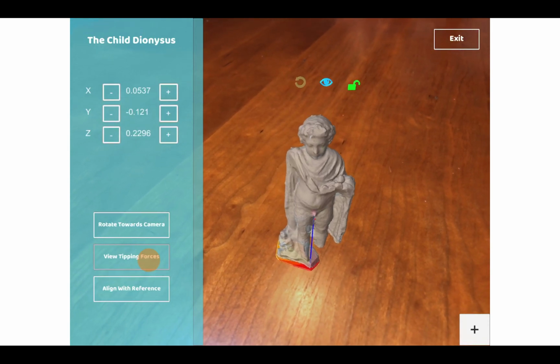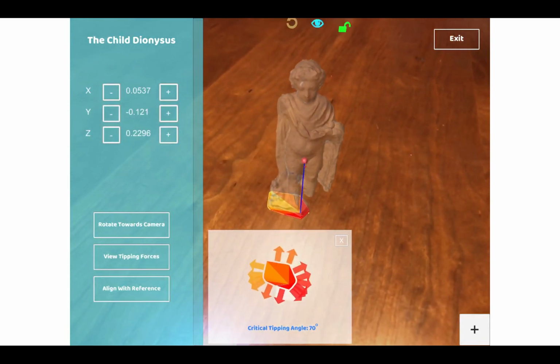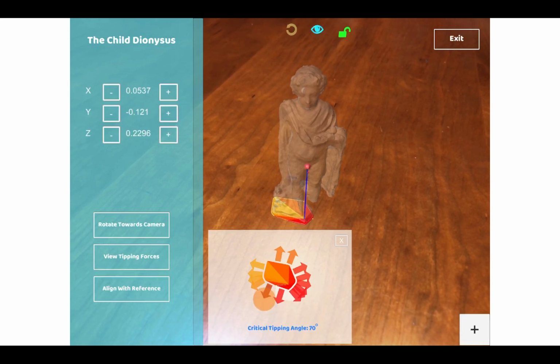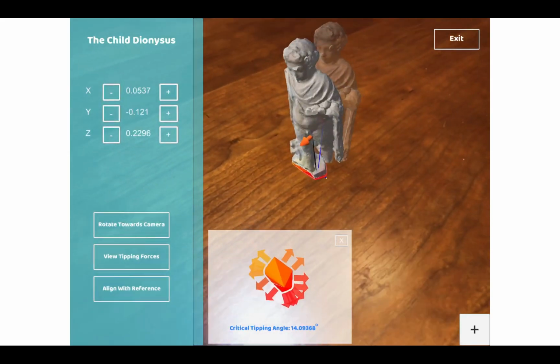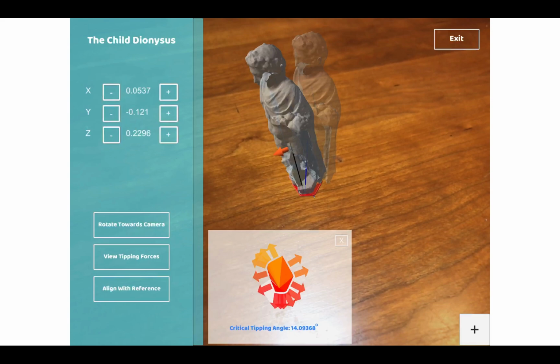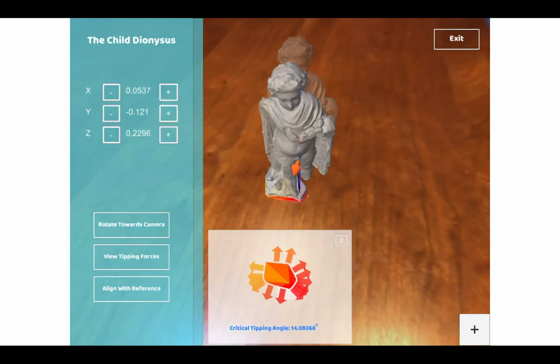Here's a short demonstration of a static analysis on one of the sculptures from the Museum of Fine Arts in Boston. Notice how the sculpture's base graphic aligns with the user's current perspective of the AR sculpture base.